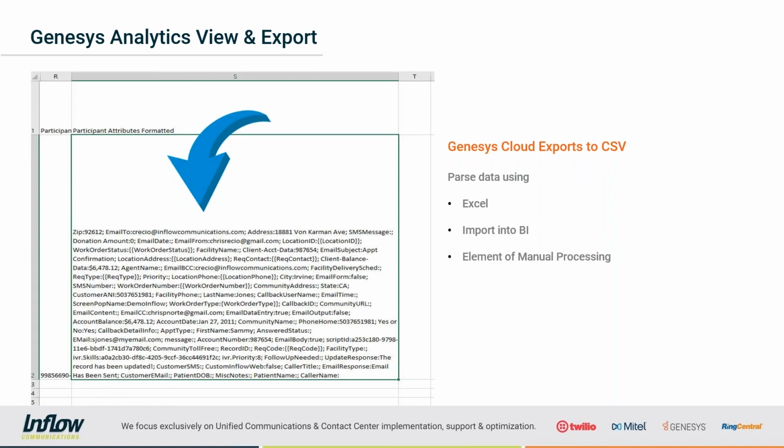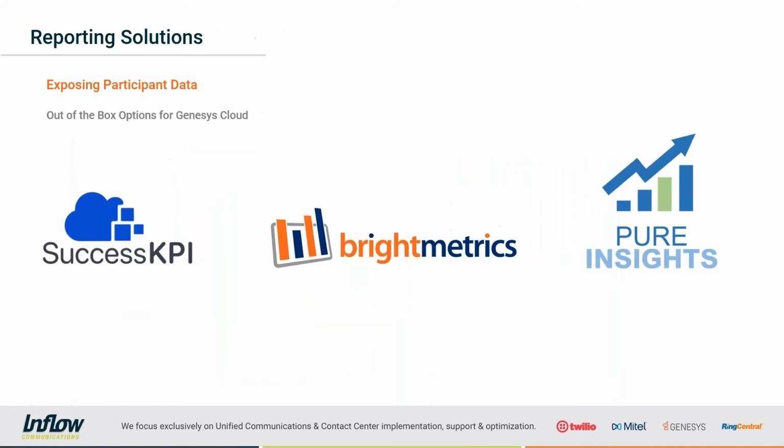Now, I always take the approach of if I can do it easier with the product, I'd rather do it that way if it streamlines my time commitment. So here are three out of the box options for Genesys Cloud, and more specifically, they expose the participant data. So Success KPI is a tool that allows you to ingest the API information and create specific reports around participant data among a slew of other items.